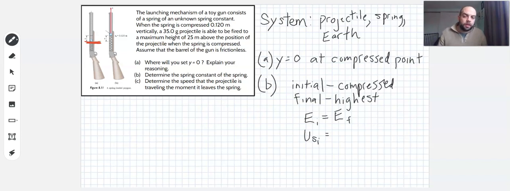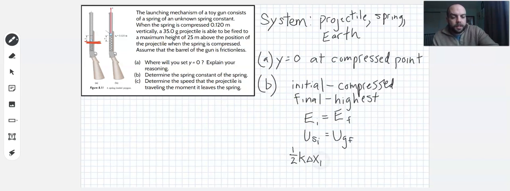At the highest point, the ball travels up, definitely gains some height. So we have some gravitational potential energy at this final location. But no kinetic energy at that point. The ball isn't traveling up, isn't traveling down, and the spring is no longer compressed, so there's no spring potential energy. So I can go ahead and say that 1/2 spring constant multiplied by the amount that the spring is compressed initially squared equals the mass of the projectile times the gravitational field strength of Earth times the final height of the projectile.